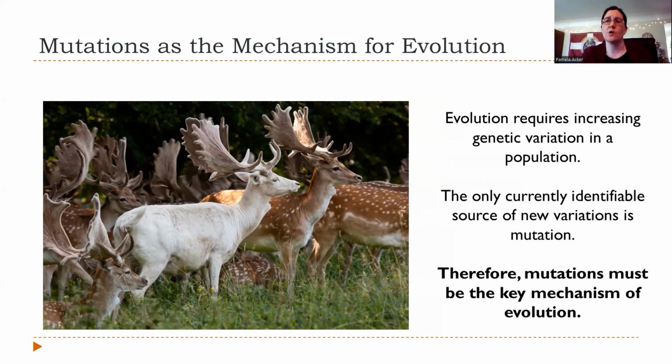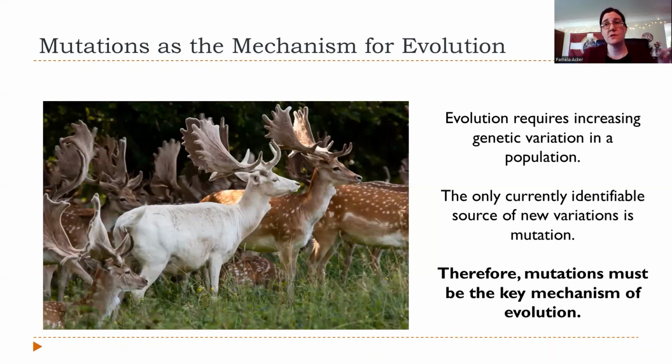Okay, the only currently identifiable source of this new genetic variation in a population is mutation. Now, you can get variation in an individual through other means like homologous recombination or something like that, but the only way to get it in a population is through mutations in individual genomes. So since populations are what evolves, not individuals, no amount of homologous recombination is going to give us any new variation. It has to be mutation.